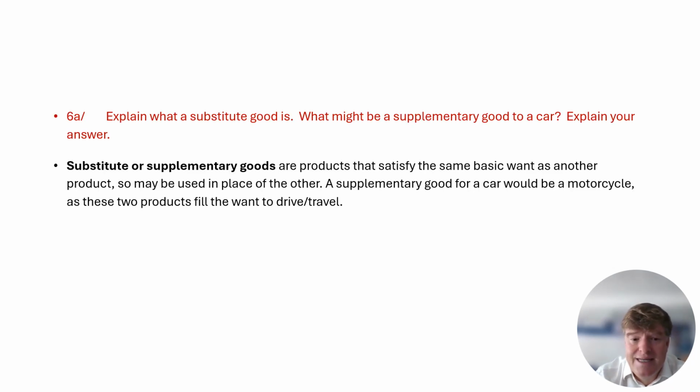Substitute goods are products that satisfy the same basic wants as another product. So they're things that we can put in place of something else. A substitute product for a car could be a motorcycle, as these products fill the want for drive for travel.